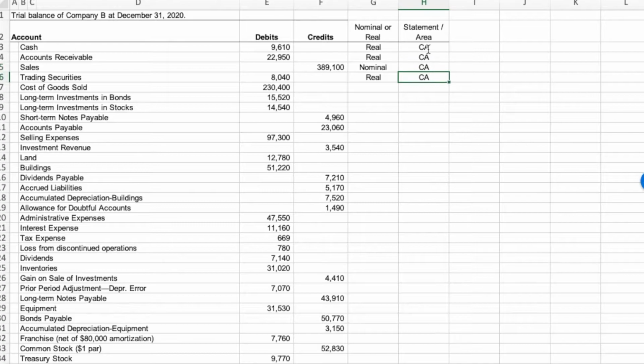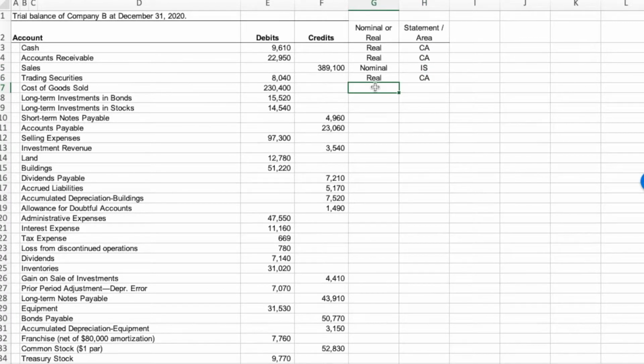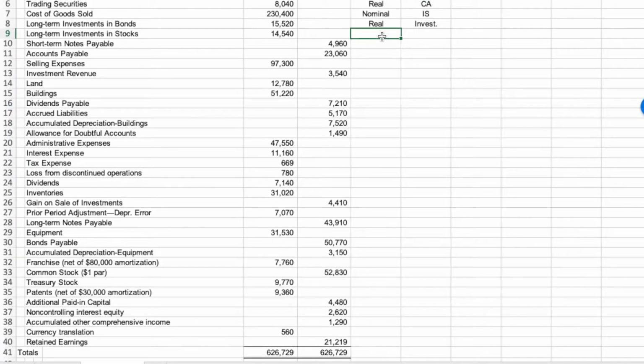So sales is income statement. Cost of sales is also a nominal account and it goes on the income statement. Long-term investments in bonds. So these are investments. They are long-term. It tells us that right there. So these are a real account and these are considered investment. Next, we have long-term investments in stocks. Again, a real account, and these are also investments. Short-term notes payable. These are a real account.